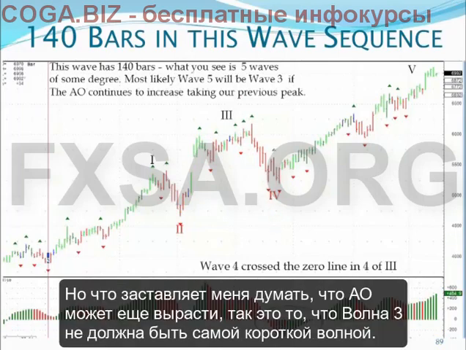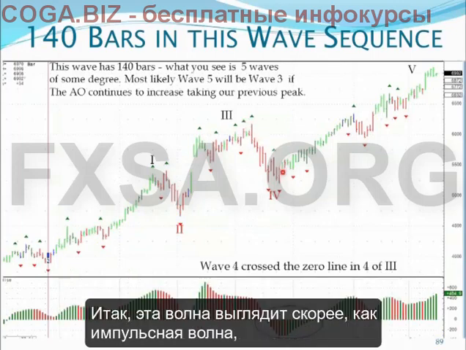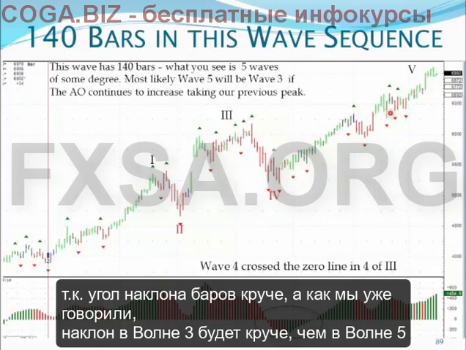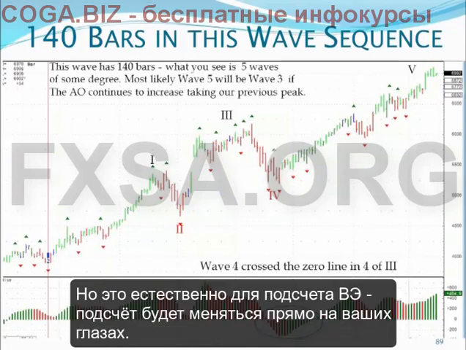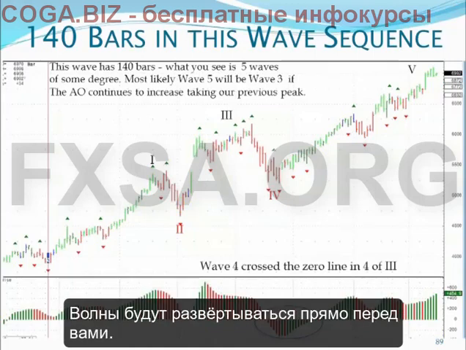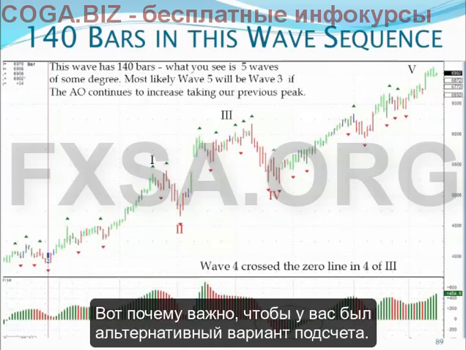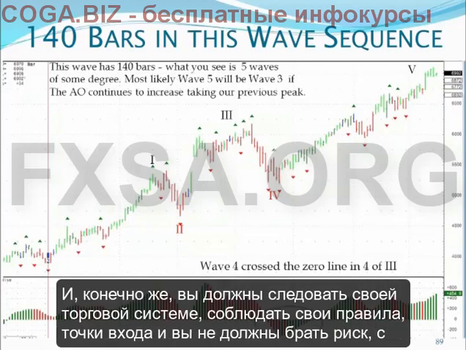But what makes me say that, and why I think this may increase, is because wave 3 should not be the shortest wave. The way this is looking, it's more like an impulse wave. The slope of the bars is looking steeper. As we mentioned, wave 3 is going to be steeper than a wave 5 or even a wave 1. So we'll have to see how this plays out, but that's part of counting Elliott wave. The count is going to change in front of your eyes. It's going to unfold as you're watching it. That's why it's important you have an alternative count, and that you know what your trading system is, that you have your rules in place, and you don't take risks that you can't handle.